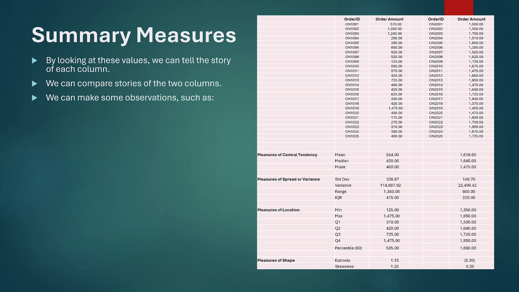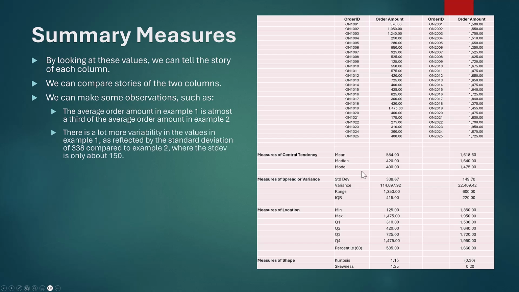So we can make some observations such as, this average here is quite a bit less than this average here, less than one third, or almost one third of this. If you look at the standard deviation, it's quite a bit higher than this. So there's more variability in the data here than here. We can say that by looking at these two values.